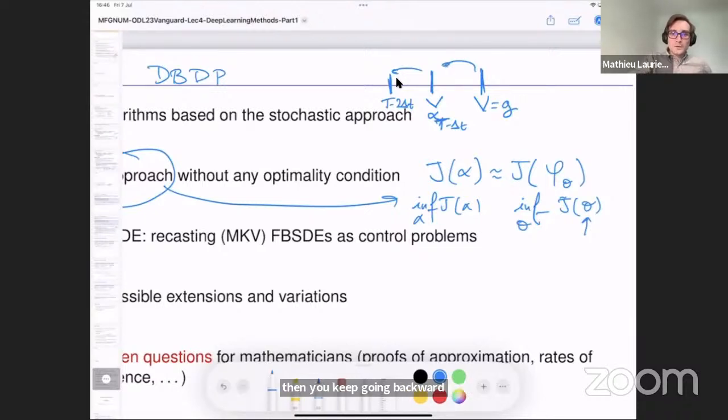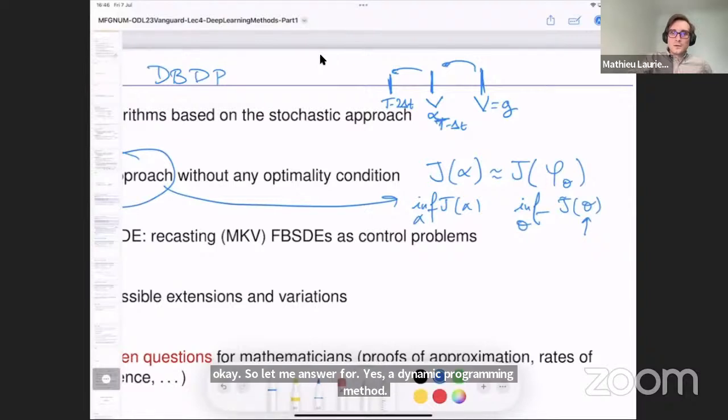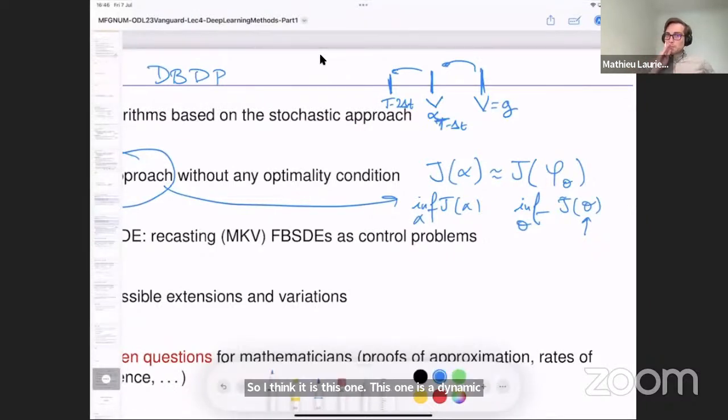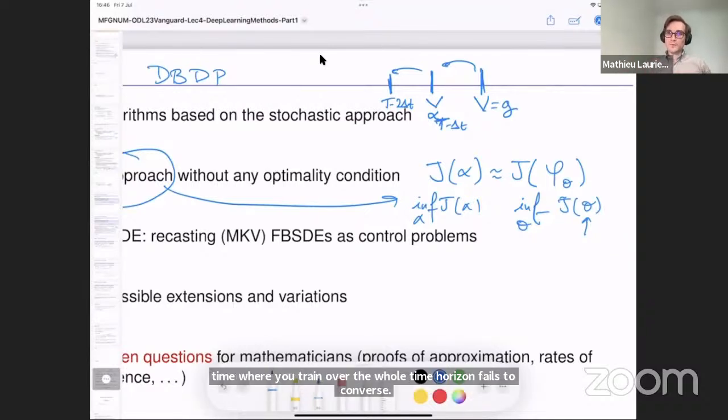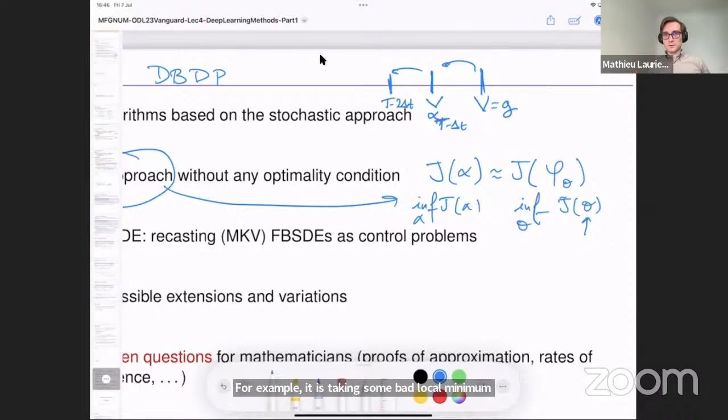So let me answer for the dynamic programming method. This one is a dynamic programming approach where you go backward in time. I think there are advantages and drawbacks in both. If you check the papers of Pham and co-authors, they have some cases where their method succeeds, whereas the global approach, global in time, where you train over the whole time horizon, fails to converge. For example, it is stuck in some bad local minimum. And there are some reasons behind this.